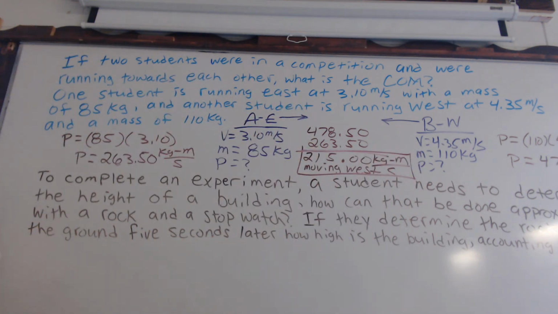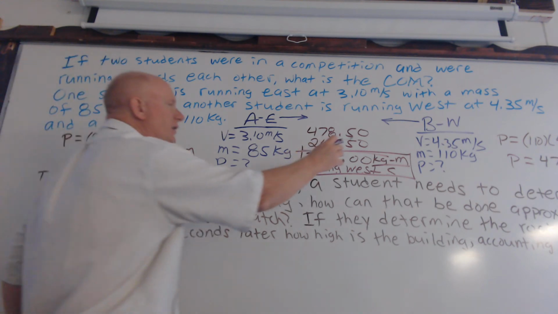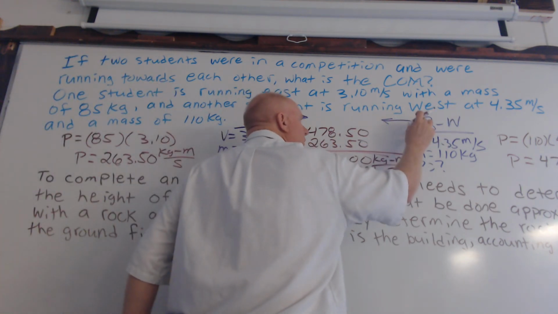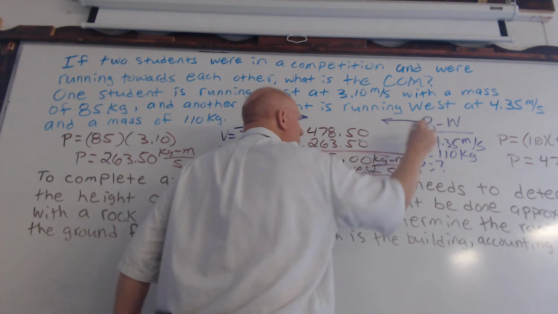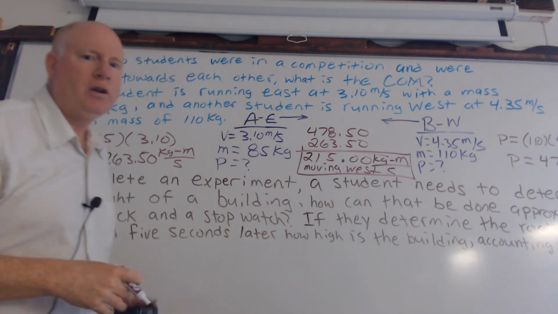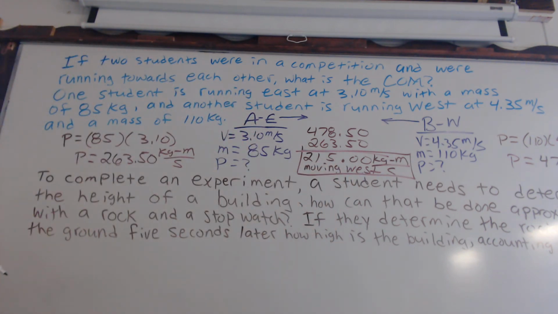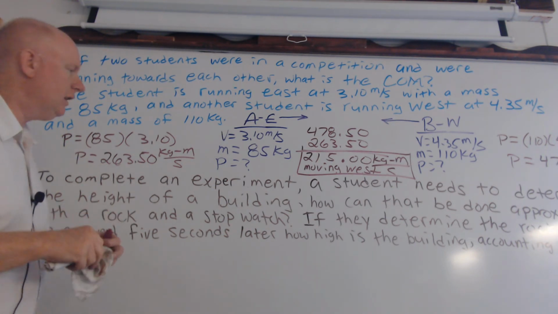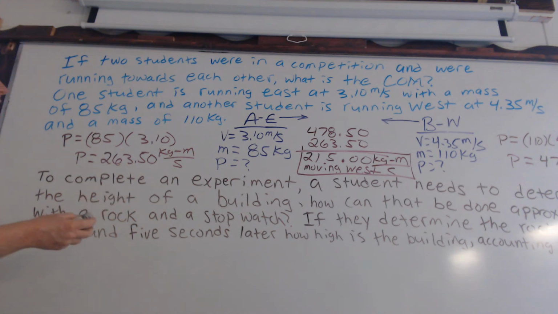215 kilograms meter per second moving to the west, because that's the direction that this student is moving. We know that student B is moving west, and that's where that comes from. 215 kilograms meter per second moving west. All right, so that is our top problem.